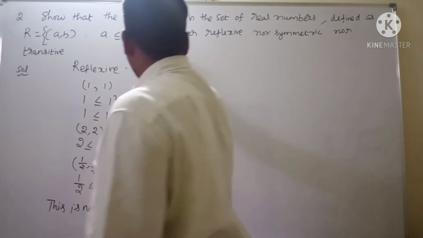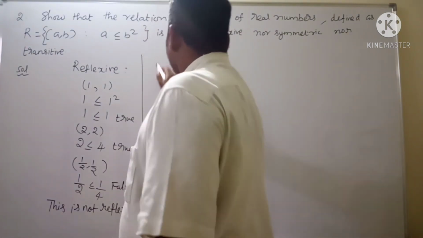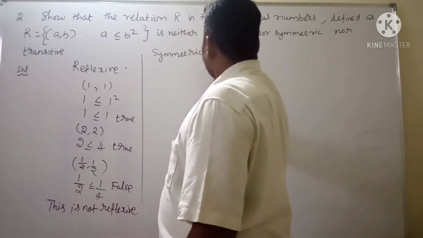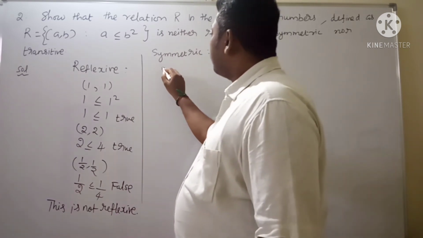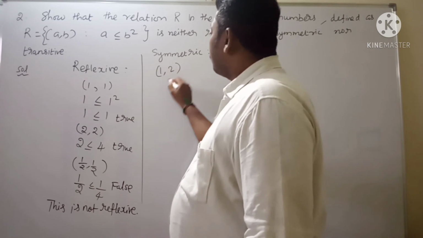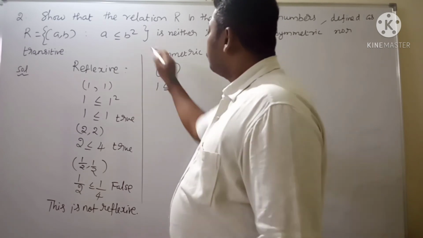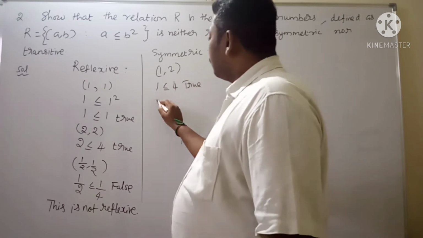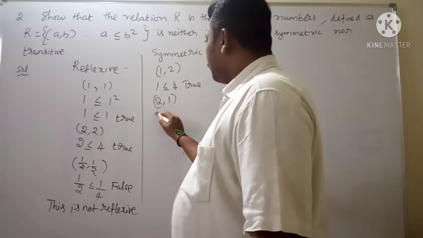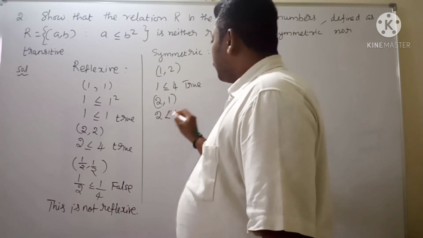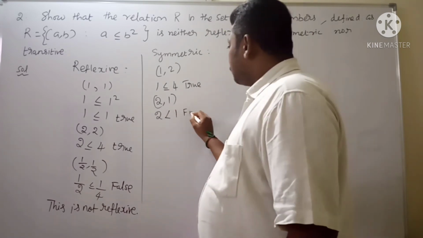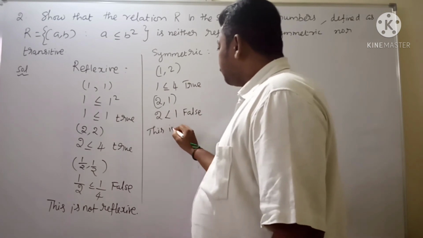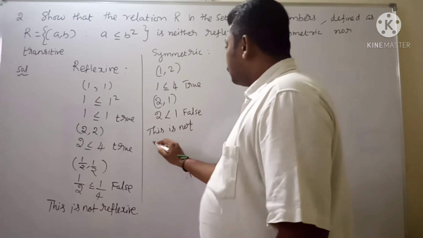So let's check for symmetric. For example, (1, 2). 1 ≤ 2², that is 4. This is true. Let's check for (2, 1). 2 ≤ 1². This is false. So this is not symmetric.